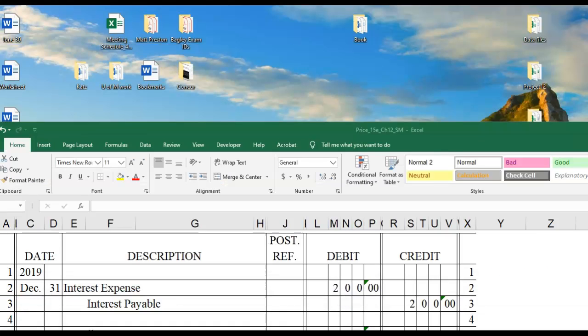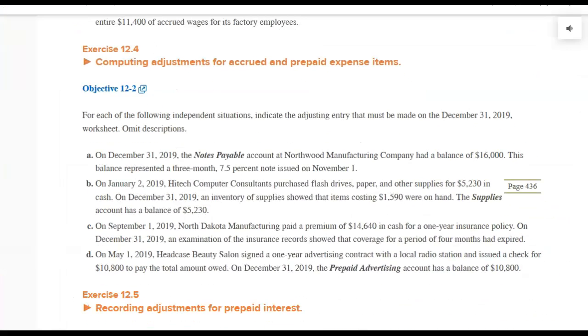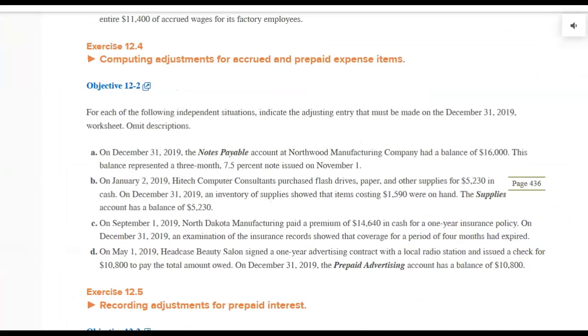Okay, let's go on to the next one. On January 2, High-Tech Company Consultants purchased flash drives, paper, and other supplies for $5,230 in cash. On December 31, an inventory of supplies shows items costing $1,590 were on hand. The supplies account balance is $5,230. So we need to make the adjustment for the difference between what we have on hand and the inventory that was used.